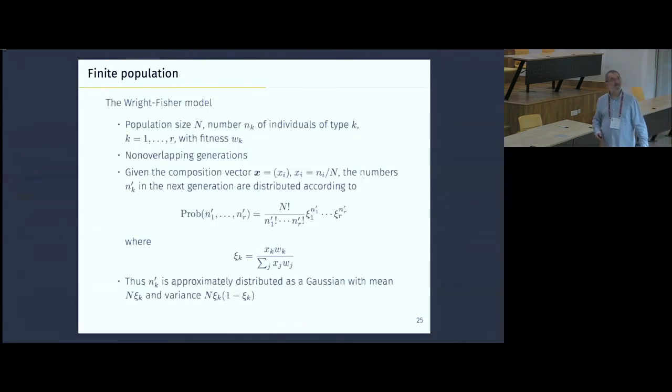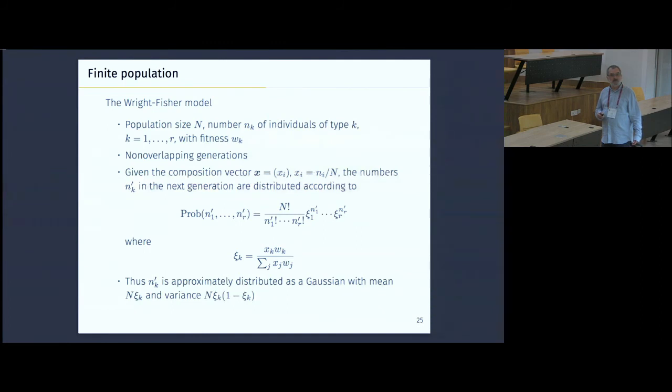So we have seen the finite Wright-Fisher model, and I'm only going to discuss what happens when you have many alleles. So let's say individuals of type K, K from 1 to R, each of them with some fitness WK, non-overlapping generations. And then we generalize this binomial sampling formula that Kavita introduced to the case of R possible types.